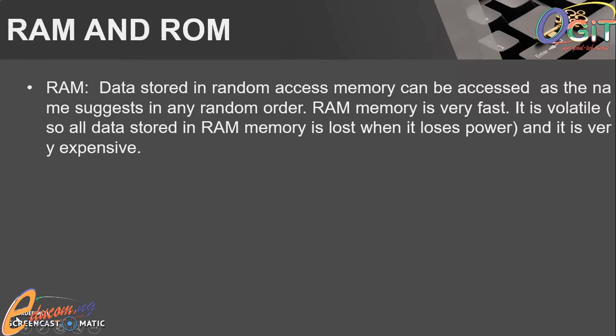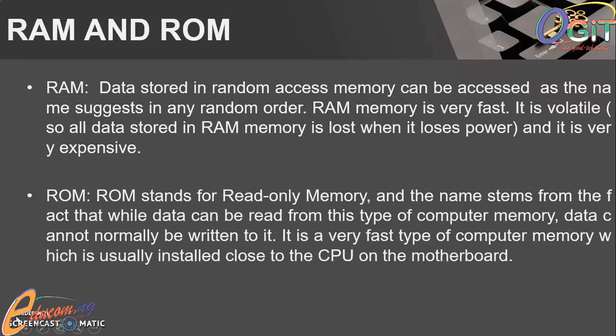RAM, random access memory. Data stored here can be accessed, as the name suggests, in any random manner. RAM memory is very fast. Of course, it has to be very fast because the CPU continuously fetches instructions from it to be executed. It is volatile, so whatever data is stored on the RAM is lost when it loses power, and it is very expensive.